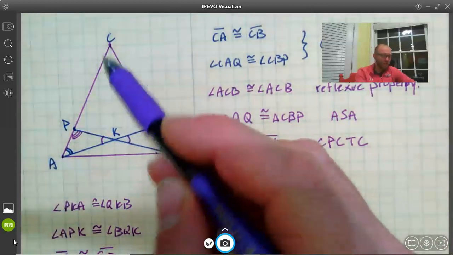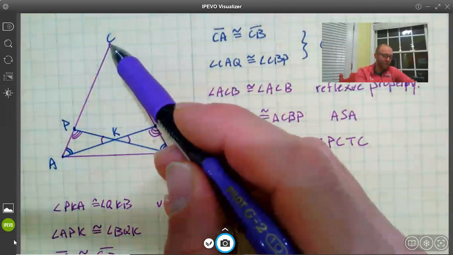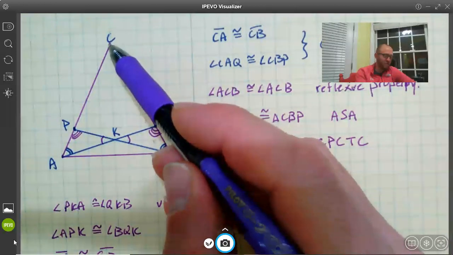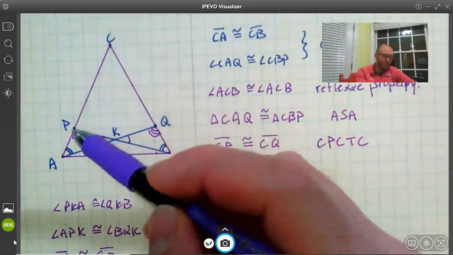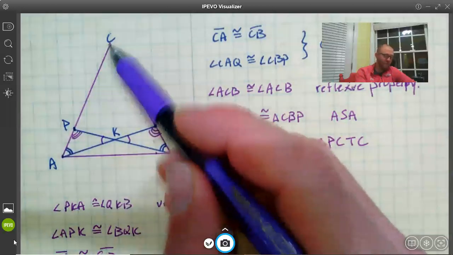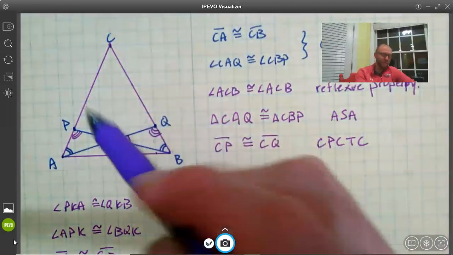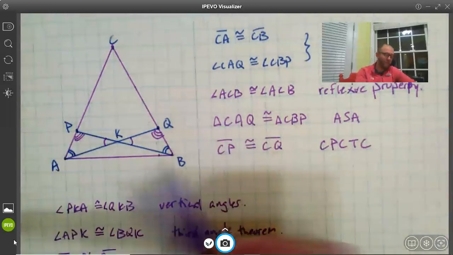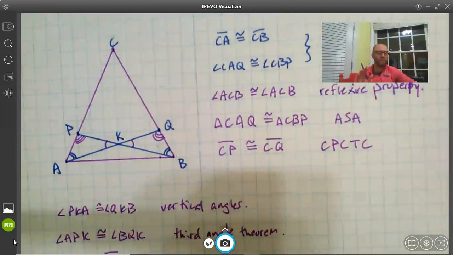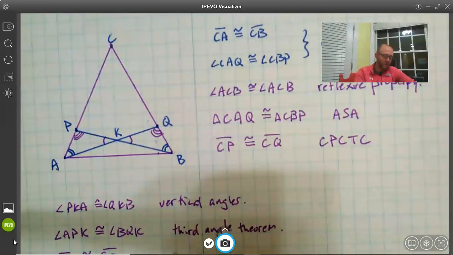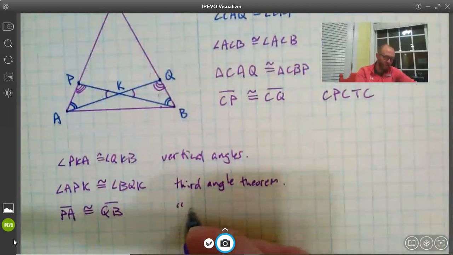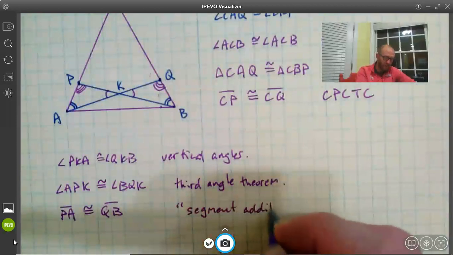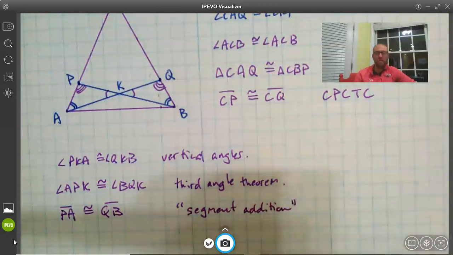I could say that CP, the distance from C to P, plus the distance from P to A equals the distance from C to A, and I can do the same over here, and I can say, all right, well, I want to subtract CP from both of those, and they're the same, and I'd be left over with PA and QB, and they're equal to each other. It's very long here, but I'm going to put in quotation marks here, "segment addition." So I've severely abbreviated this argument. I'm just kind of explaining it to you.